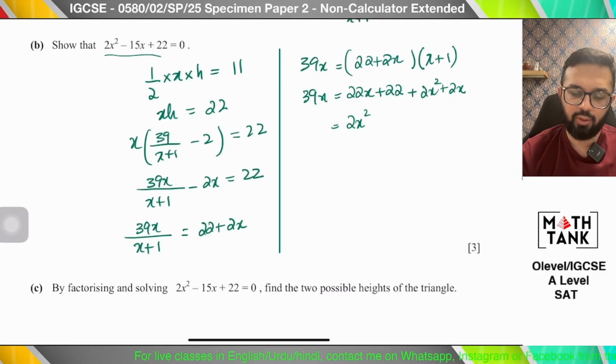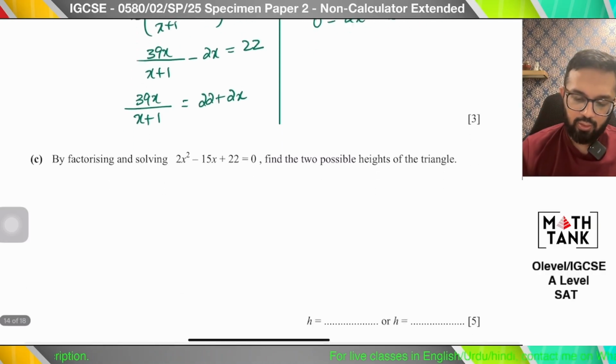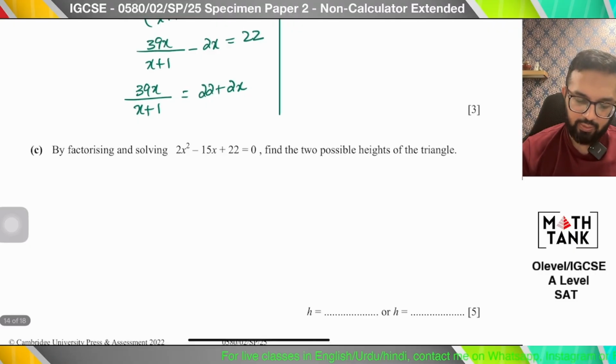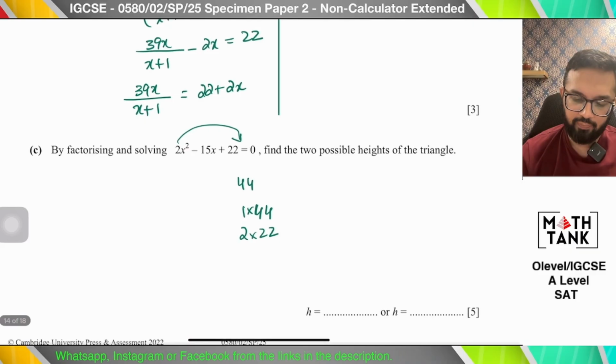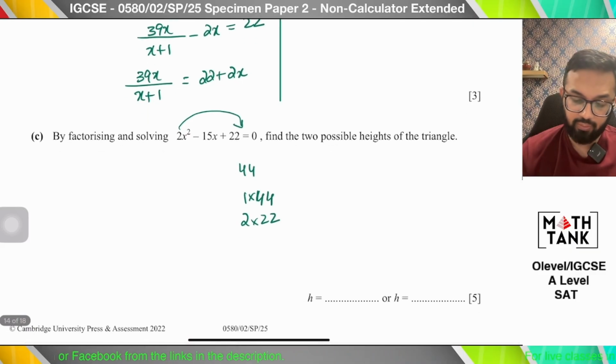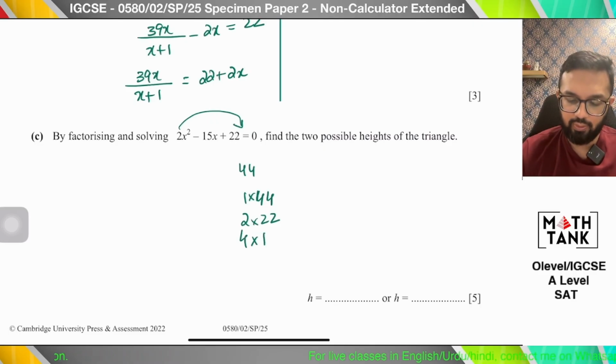So 2x squared plus 24x minus 39x plus 22. Okay. By factorizing and solving. So that's a longer question. So you multiply 2 by 22, you get 44. You try to come up with factors that would break down into 15. It doesn't divide by 4. No, it doesn't divide by 3. 44 doesn't go into 3. It goes into 4, but that's not useful either.